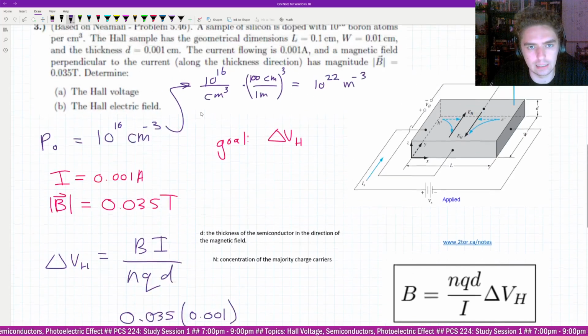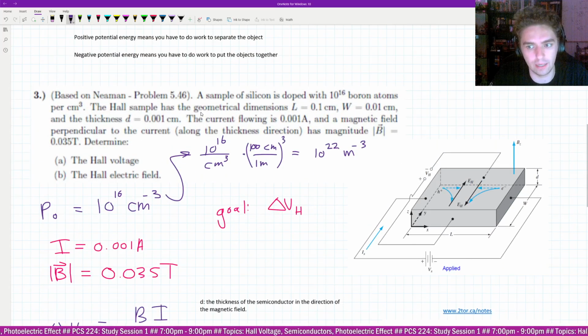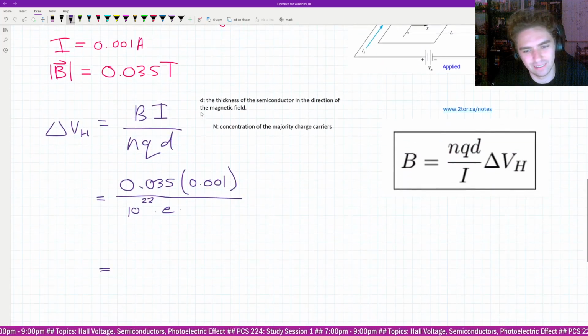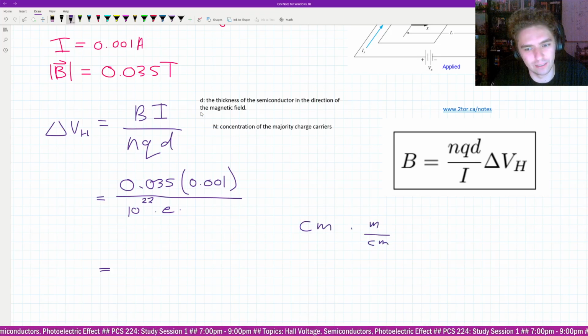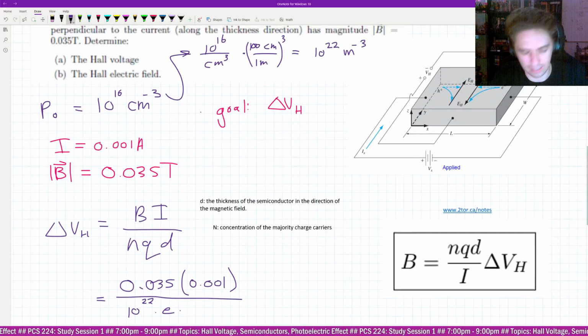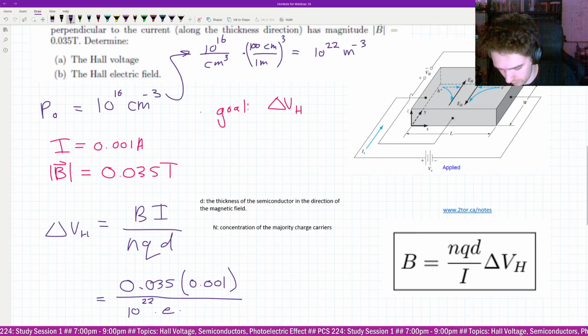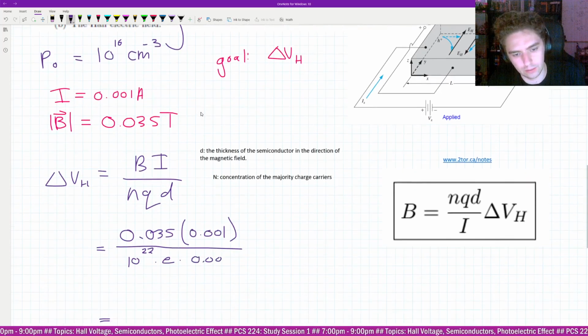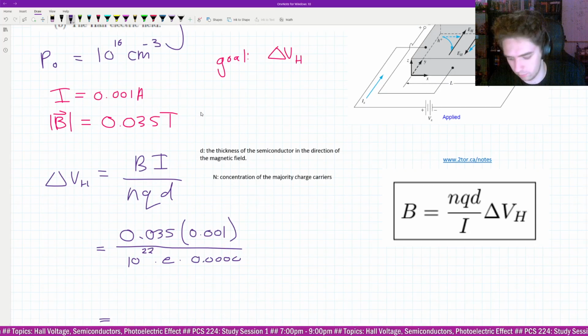And then D is the thickness in the direction of the magnetic field, which is just D. So in meters, you just multiply by 100. I forget now. No, wait, it's meters over centimeters, 1 divided by 100. Okay, so 0.001 divided by 100. Don't want to get it wrong. So 0.00001.